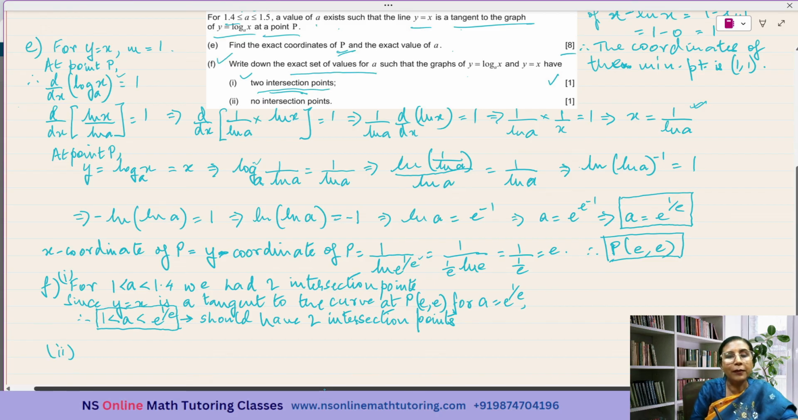For it, the A values will be A is greater than e to the power of 1 over e. Because if you increase the value of A, the curve will be coming down. When A equal to e to the power of 1 over e, it is just having a single meeting point. If you make the A value more than e to the power of 1 over e, it will be coming down and there will be no intersection point. Okay. So no intersection points.